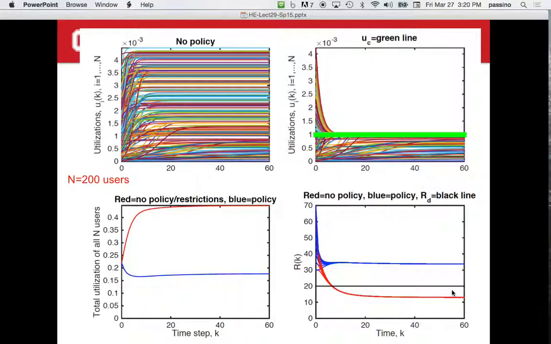Now, here's the thing. UC is now going to become UC of k, and we're going to dynamically adjust UC of k. All right? And you say, why? Well, here's the thing. You know right now that if I increase the number, this is 200 plots. If I increase it a lot, well, you know there's going to be more utilization. So somehow this line is going to have to do what? It's going to have to come down.